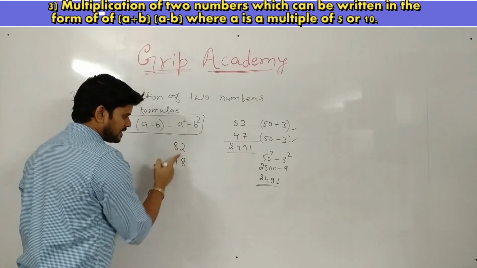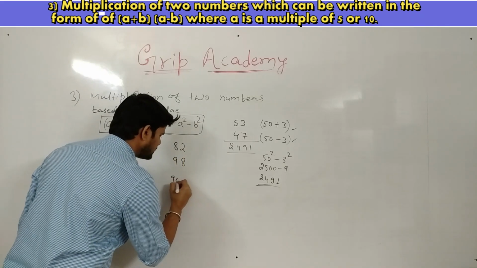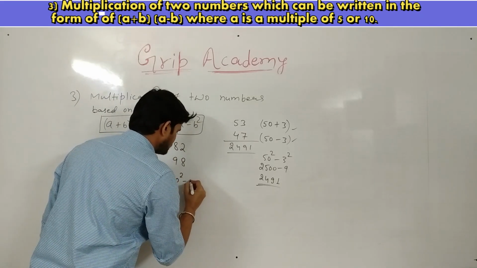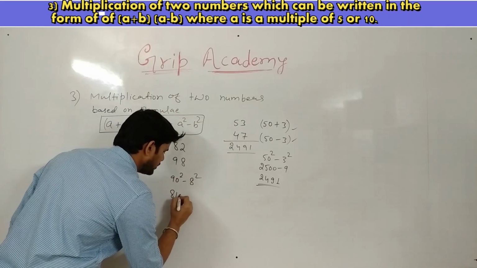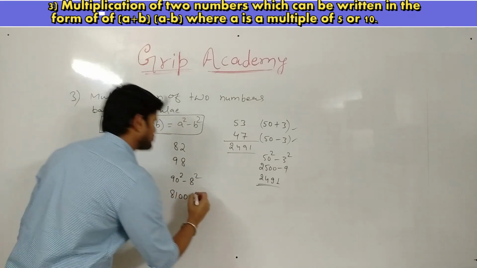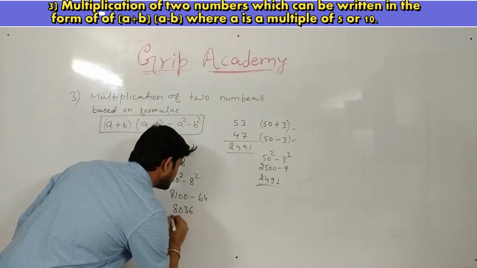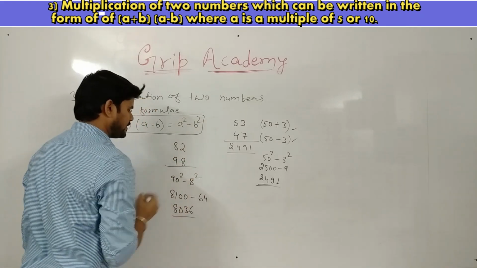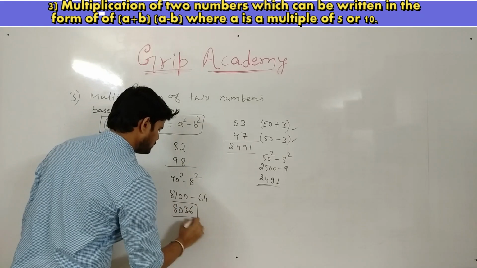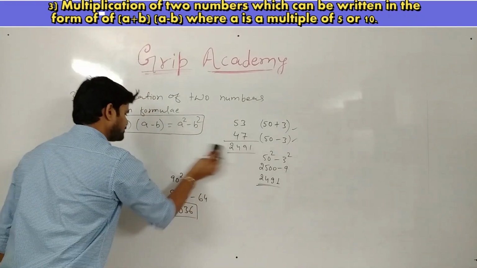So this is 90 minus 8, 90 plus 8, a plus b into a minus b. So it will become a square minus b square, that is 90 square minus 8 square. So 90 square is 9 square is 81. So 8100 minus 8 square is 64. So you will get 8036 as the answer. So 82 into 98 is how much? 8036. Okay, so let's take some other examples.